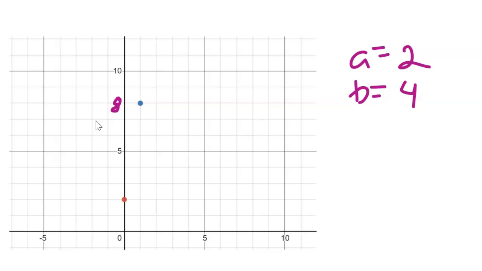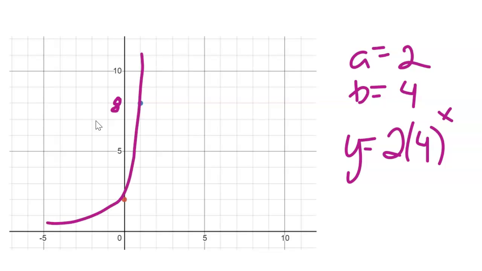So all you're going to have to do is type in this equation. A is 2, B is 4, and I put B to the x. So this is what I would type in. And the Desmos will actually draw the graph through the points and tell you if you are correct or not before you move to the next question.